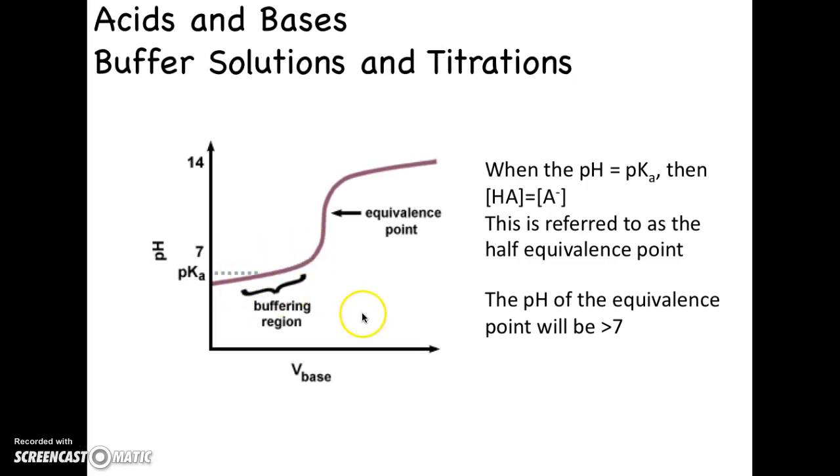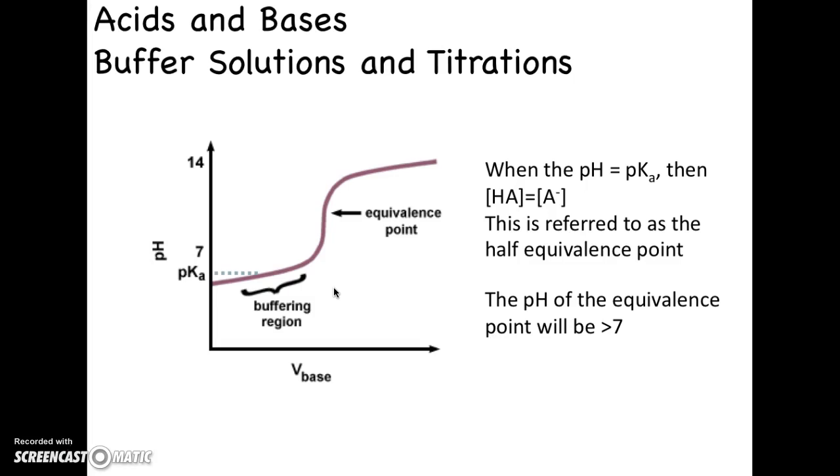The other point that's interesting to label and good to note on your graph is the equivalence point, and that's when you have equal amounts of acid and base in the solution. That's when your reaction has actually happened and completed. Now, in this case, because you're titrating a weak acid with a strong base, the pH of your equivalence point is going to be greater than 7.